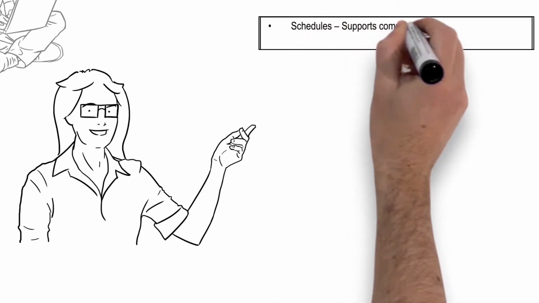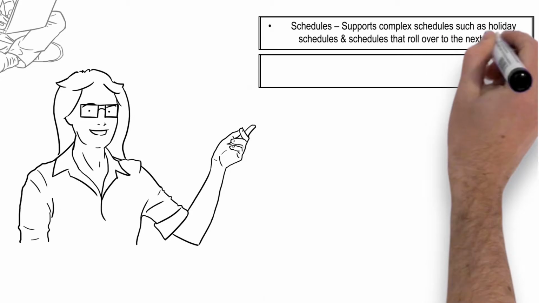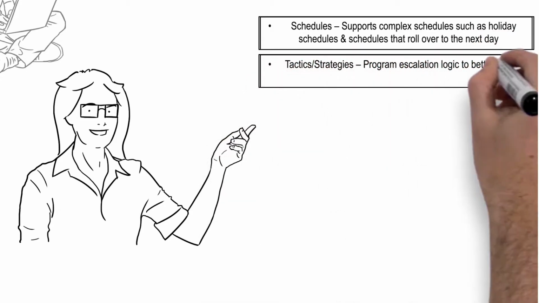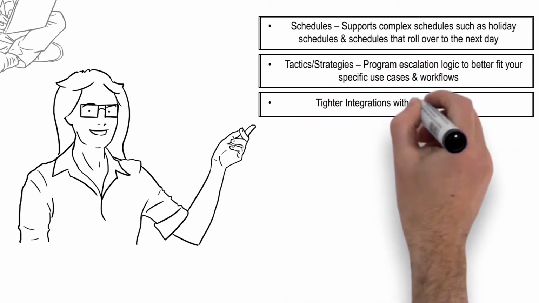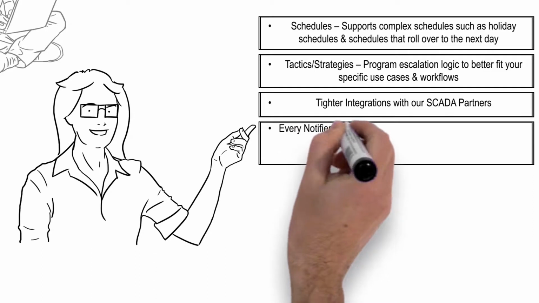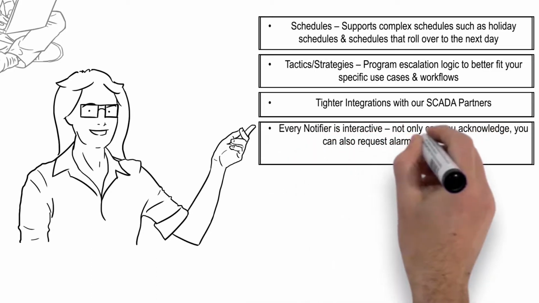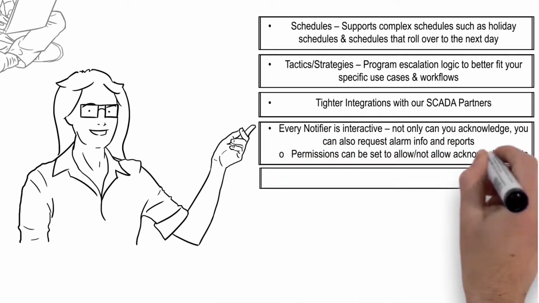Schedules. Supports complex schedules such as holiday schedules and schedules that roll over to the next day. Tactics and strategies. Program escalation logic to better fit your specific use cases and workflows. Tighter integrations with our SCADA partners. Every notifier is interactive. Not only can you acknowledge, you can also request alarm info and reports. Permissions can be set to allow, not allow acknowledgments.